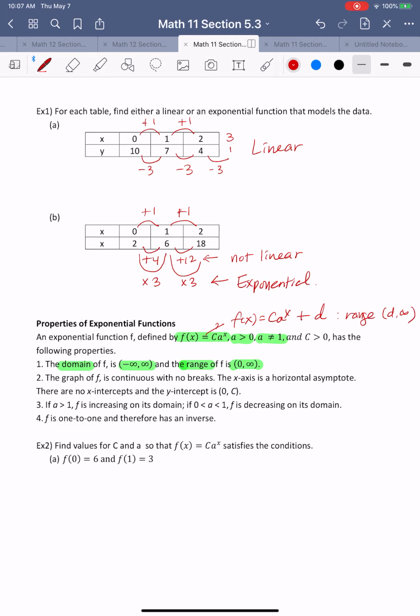That's if the coefficient is a positive number. The graph of f is continuous with no breaks and no jumps. There is no x-intercept this time. The y-intercept is c. If a is greater than 1, f is an increasing function on the domain, and if a is between 0 and 1, it is decreasing throughout the domain. The function is one-to-one, and therefore it has an inverse too.